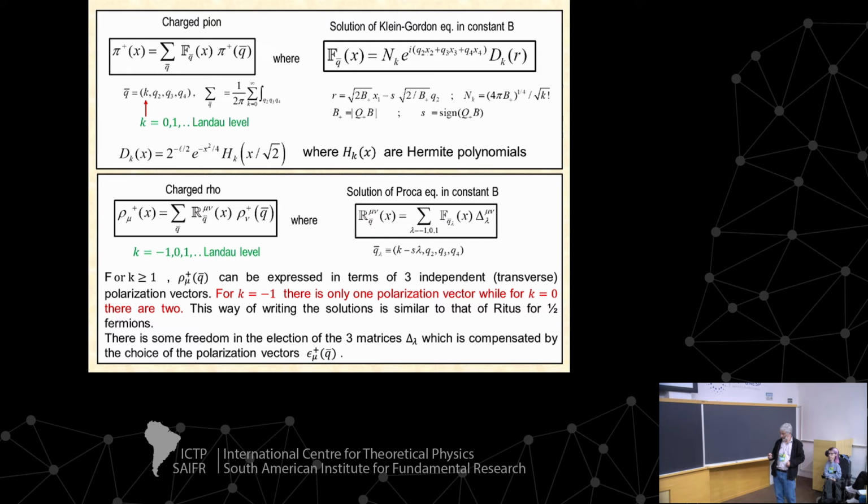Now, the particular form of the polarization vectors and the matrices, you have some freedom to choose them, okay? So I will not discuss this. But I want to stress that these polarization vectors that appear in the case of the charged particles are not the same as the ones for B equal to zero. So I will go now rather fast to the results.